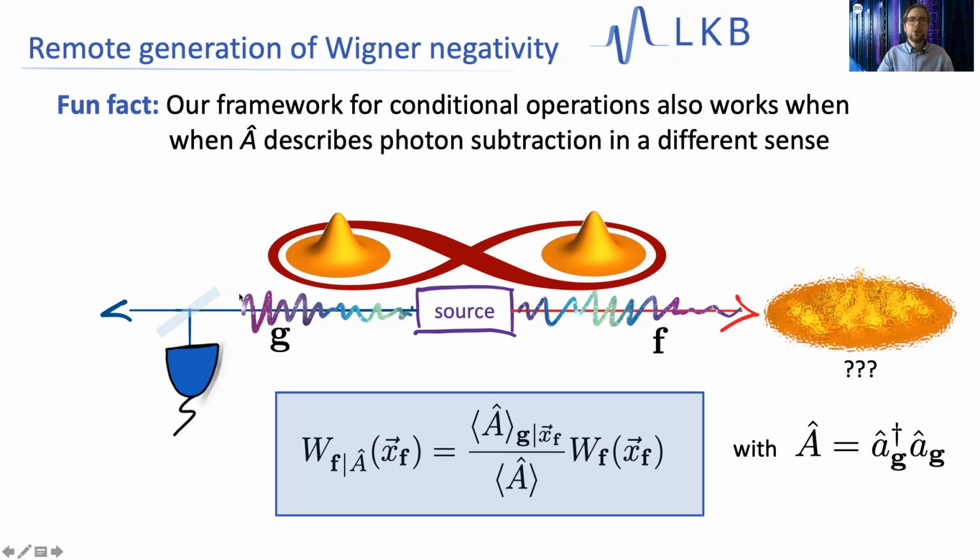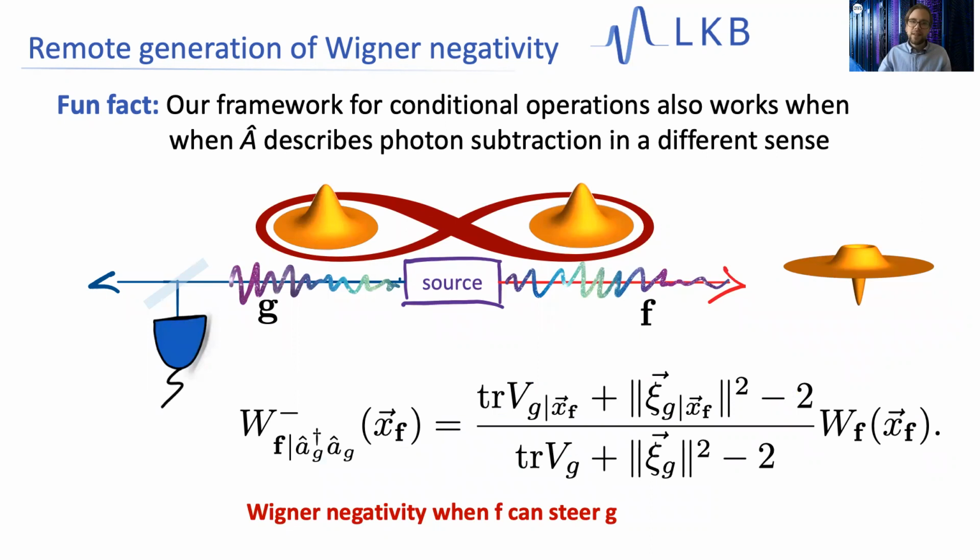So this is no longer going to be a POVM element, but the whole framework still applies because you can still see this as related to a general Kraus operator. So everything is fine. And when you then use the framework again, you basically get this Wigner function, which again has this Schur complement popping up. And now what you see is that you get the Wigner negativity when the modes F can steer the mode G in which you subtract the photon, which has, again, funny consequences.